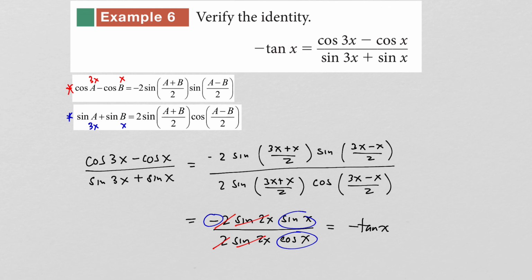And I will tell you this, if you don't know these sum to product formulas, you can prove this identity using other methods, but it takes about 15 to 20 minutes to do so. So these formulas save us a lot of work here.